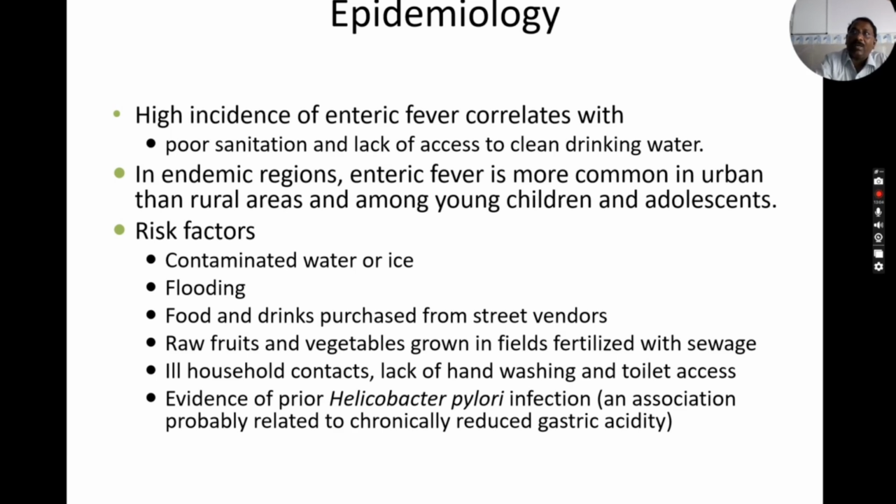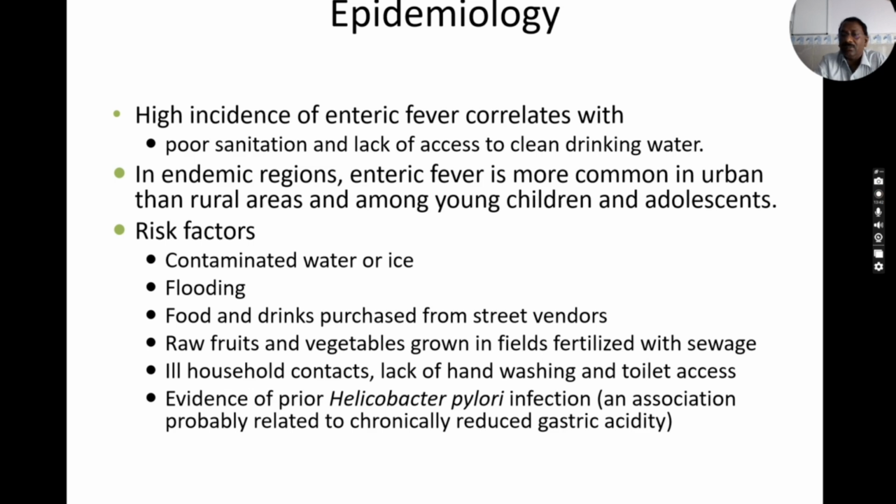So it's more common in the achlorhydria population. Those people who are taking antacids, those people who are taking PPIs, that's very common in our practice, to prescribe antacids and PPIs. So achlorhydria is another factor causing more and more enteric fever, because once the bacilli are in the stomach and the person has achlorhydria, they easily go to the duodenum and the ileum. So easily it traverses from the stomach to the small intestine in the presence of achlorhydria.